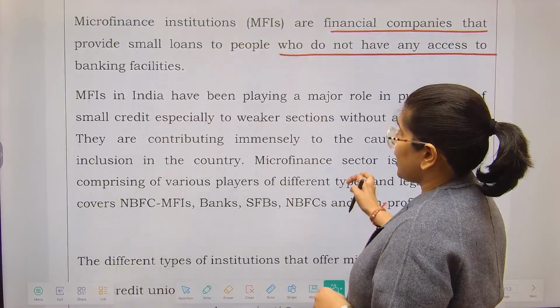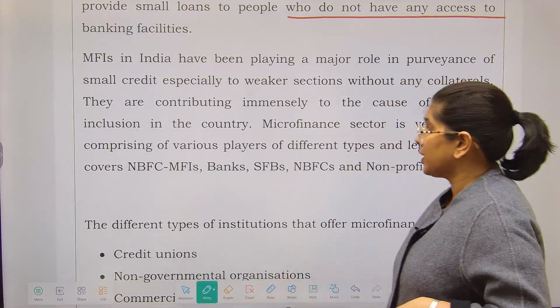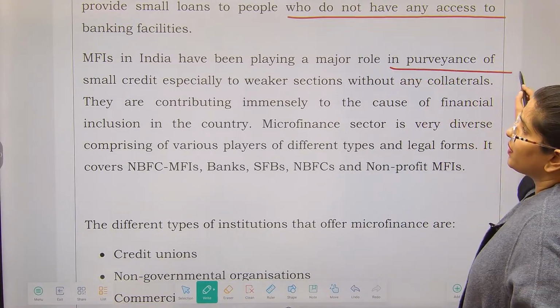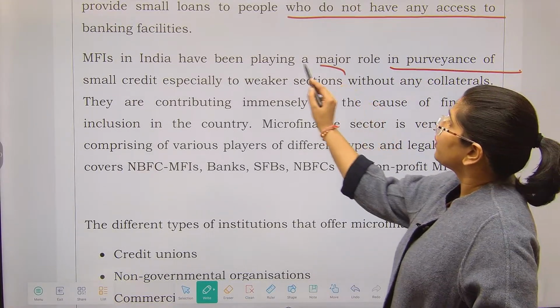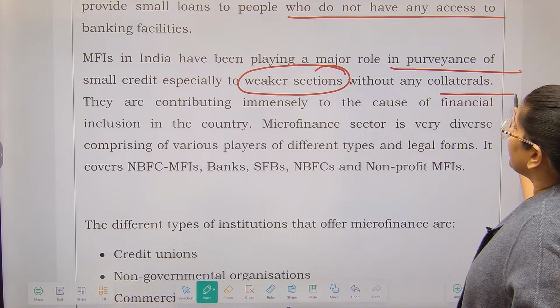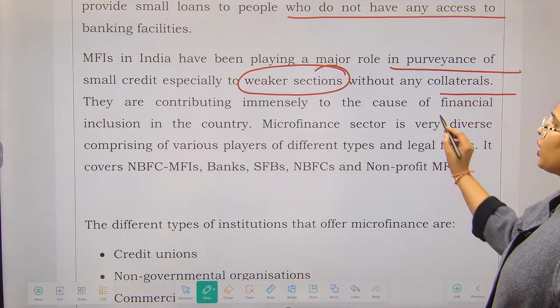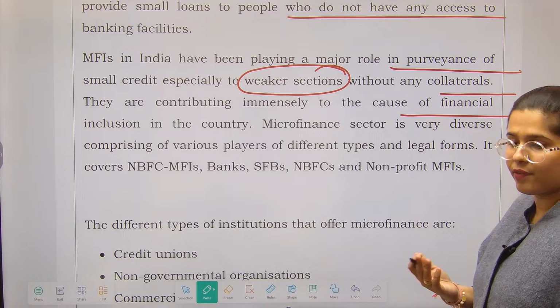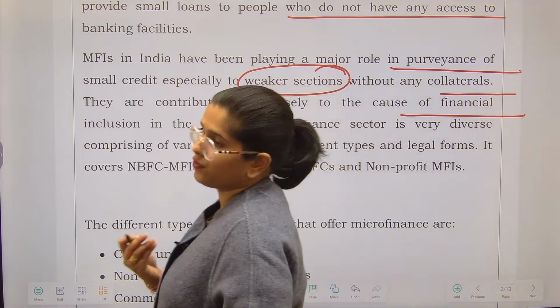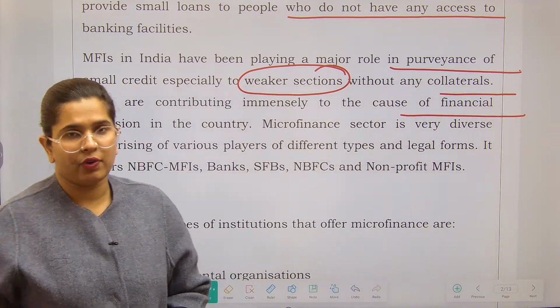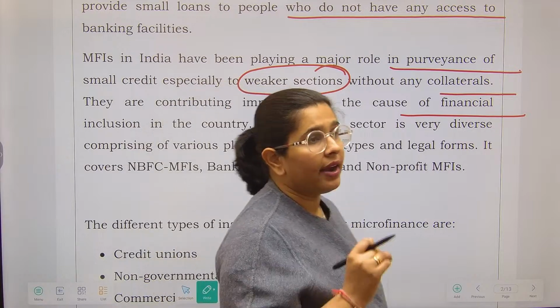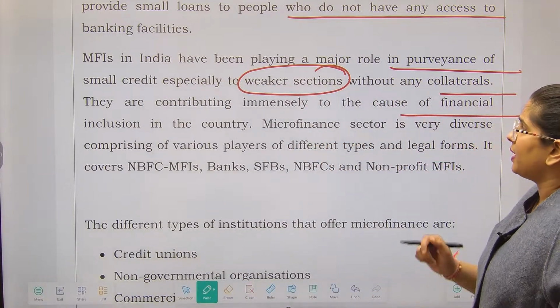Microfinance institutions in India have been playing a major role in the purveyance of small credit, especially to the weaker sections, without any particular collateral, right? They are contributing immensely to the cause of financial inclusion, as I have already mentioned, right? Poverty elimination, financial inclusion. This is what microfinance institutions are aiming at. ये उस चीज पे aim कर रहे हैं.